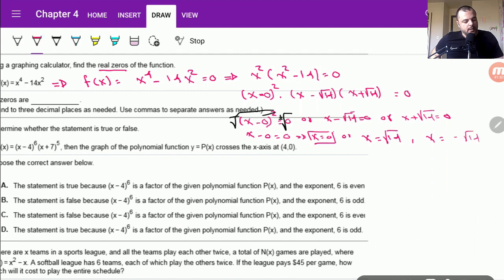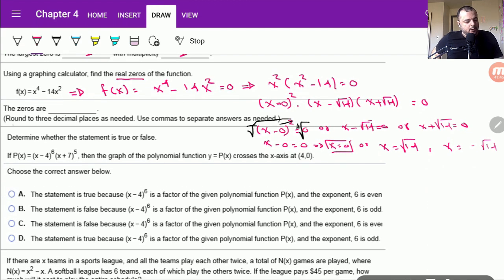So how many zeros did we get? We got 3 zeros. The question says use your calculator and round to 3 decimal places as needed. The first one doesn't need a calculator. We are good. The second one, you have to use the calculator. And the third one, you have to use the calculator to get the answer to the nearest 3 decimal places. The first zero is negative radical 14, you have to calculate this. Then 0, then radical 14.